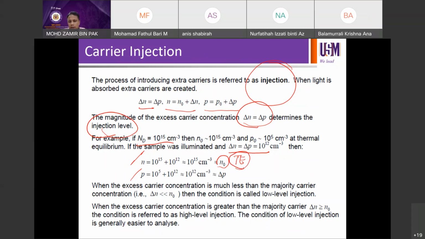Because you need to compare the excess carriers condition, the thermal equilibrium condition, and the new condition, which is the summation of thermal equilibrium and your excess carriers, right? On the other hand, if you need to do the calculation for p, that is given by 10 to the 5, which is the minority carrier concentration, p naught plus delta p, so that can be approximated to 10 to the 12, which is essentially delta p.